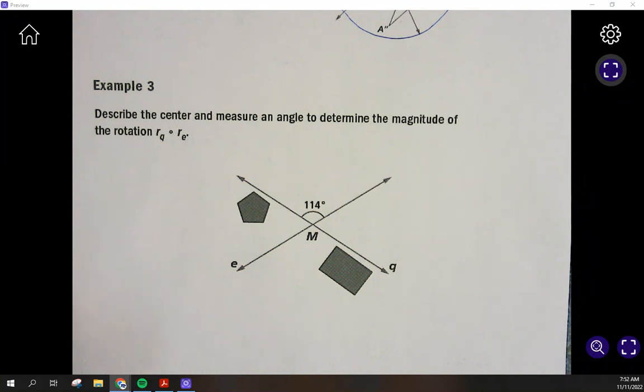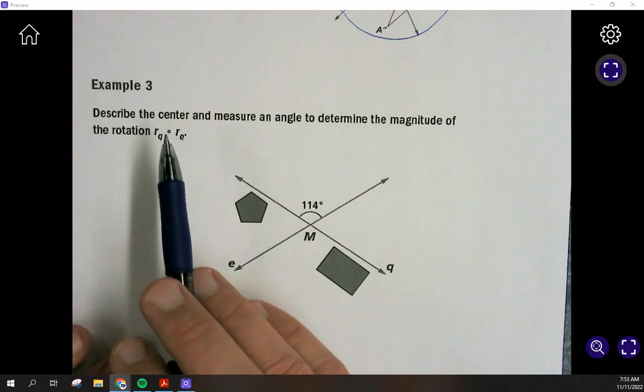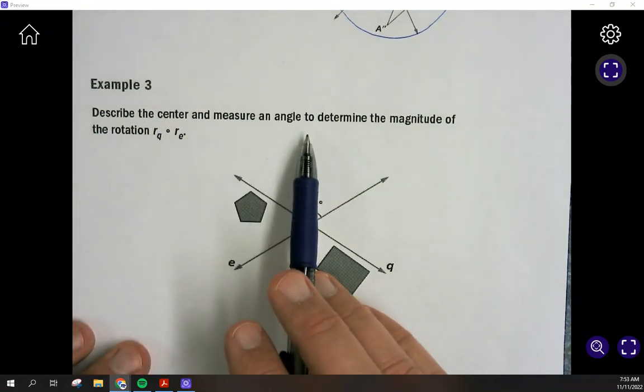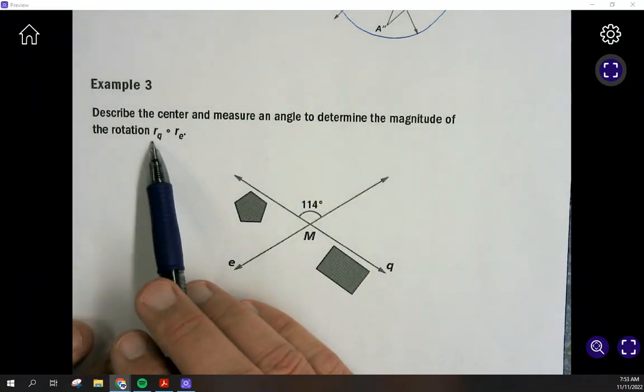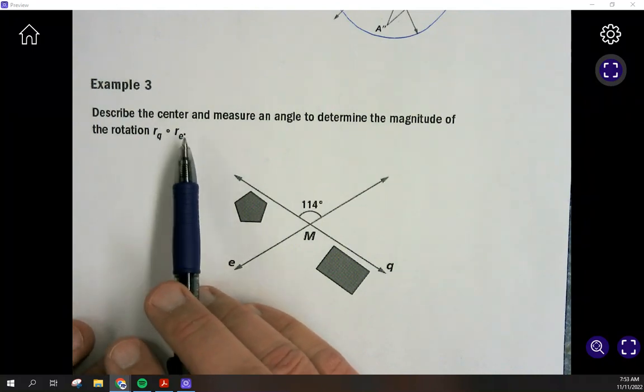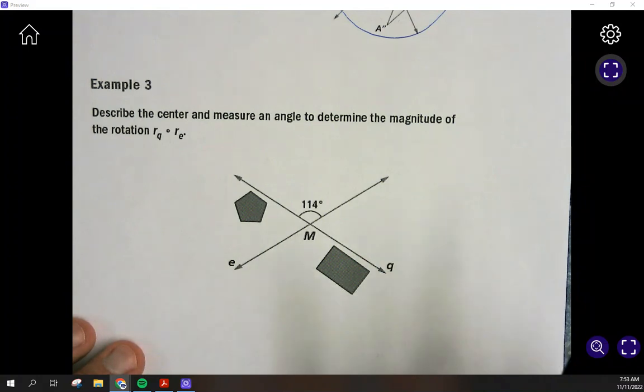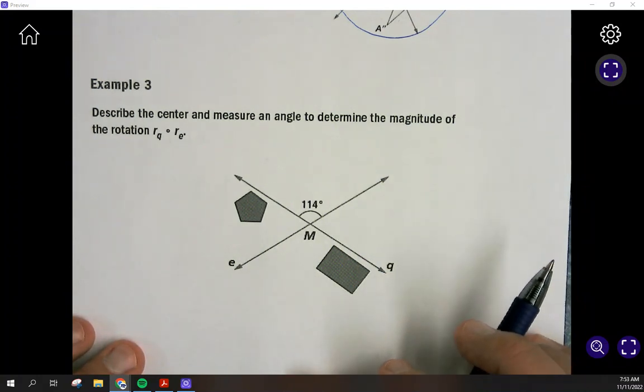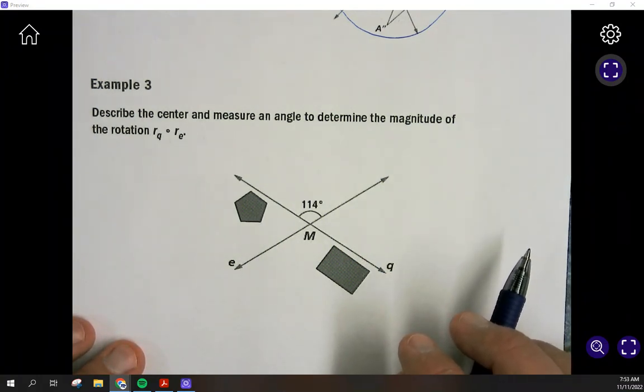You're just timesing by 2 to figure this stuff out. But you do also have to take notice of where's the angle, what's my vertical angles, and which direction these are going. So let's describe the center and measure of an angle to determine the magnitude of the rotation. We're going to go over Q, and then we're going to go over E. We're going to do it for 2 different shapes. And I'm going to talk about how this measurement is actually going to be different.